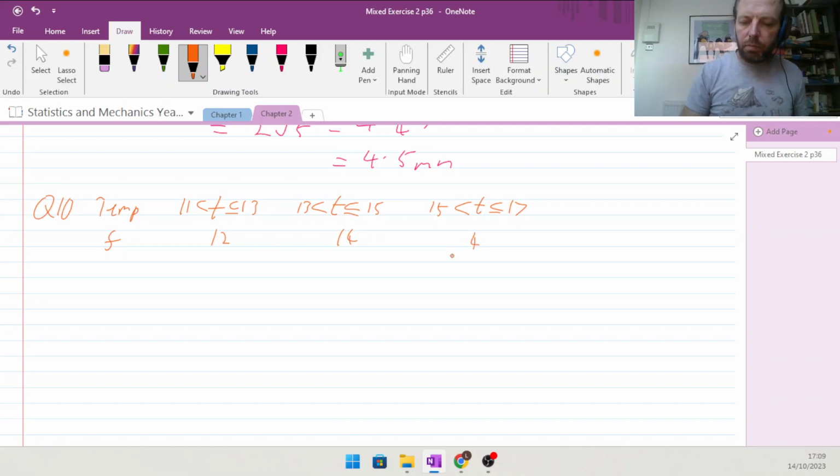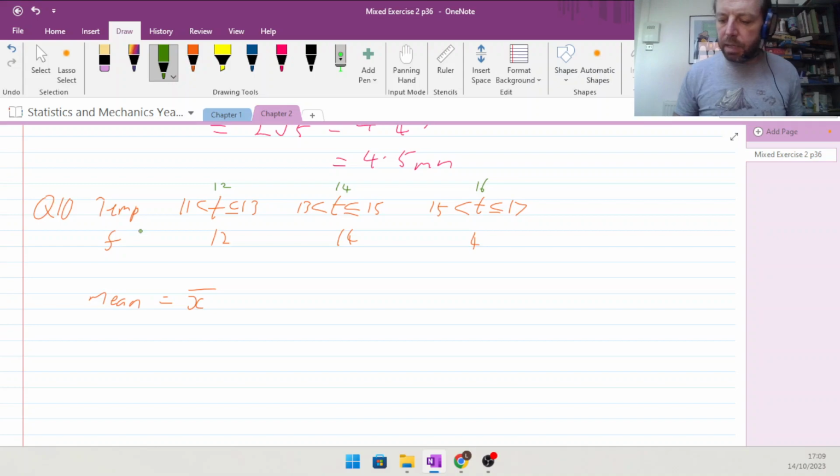Okay, so it says use your calculator to find the estimate of the mean and the standard deviation. All right, so the mean is x bar. Now, to put this in, we need to have mid values here of 12, 14, and 16. Okay, but we need frequency. Now, you may or may not know how to do this on the calculator, and it's going to be a little bit hard to show you, I think.